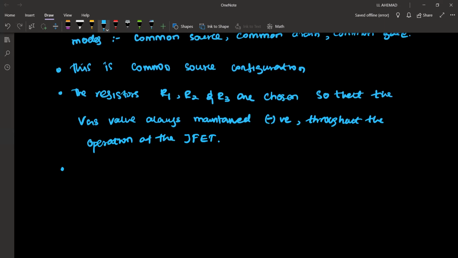So if this has to be true, then Vs has to be greater than Vg. Then only VGS will be negative. So we choose R1, R2, R3 so as to keep Vs greater than Vg.